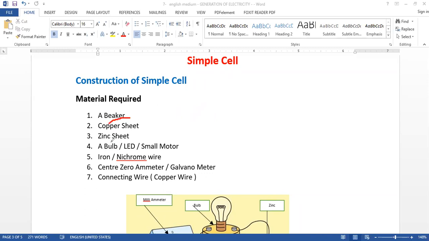So, to produce a simple cell, a beaker is needed, a copper sheet is needed, a zinc sheet is needed, a bulb or LED, a small motor is also needed, whatever, iron or nichrome wire. These two are used to identify the flowing of current.